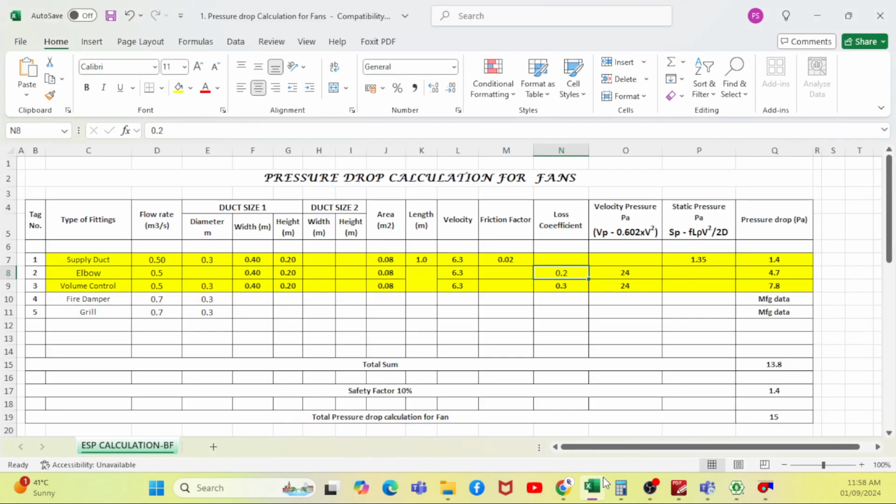If you get the loss coefficient, it is very easy to calculate your pressure drop using the velocity pressure method, so that you can sum all the values. We will see grills and diffusers differently, I will have a separate video. First let us understand how to do the pressure drop calculation for the duct methods, right?